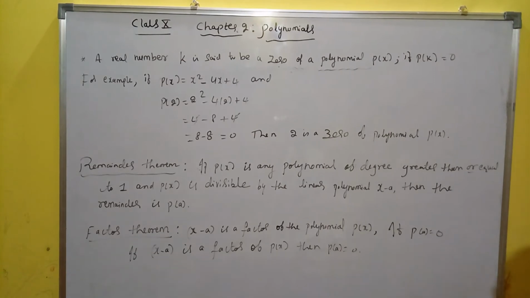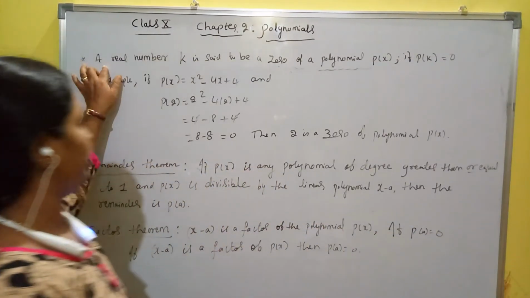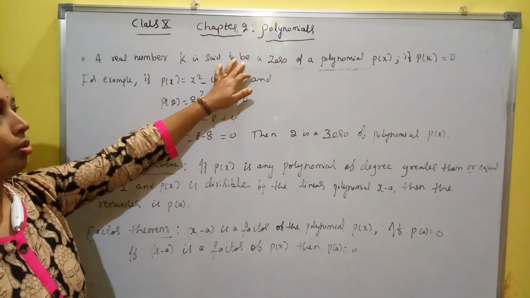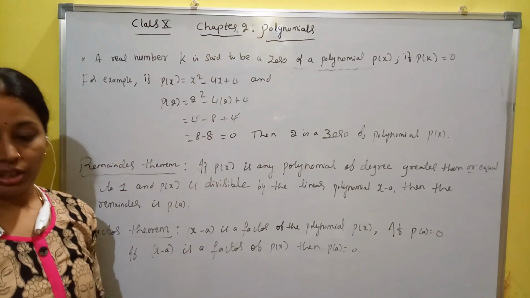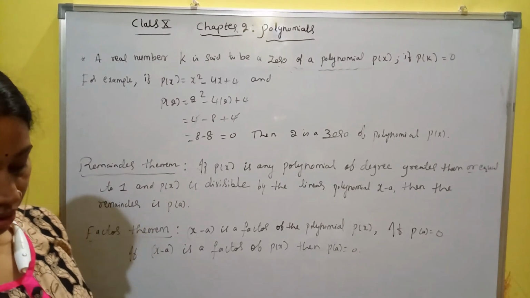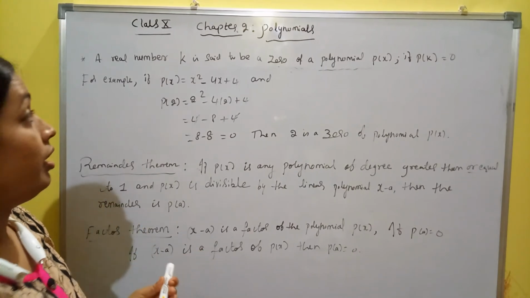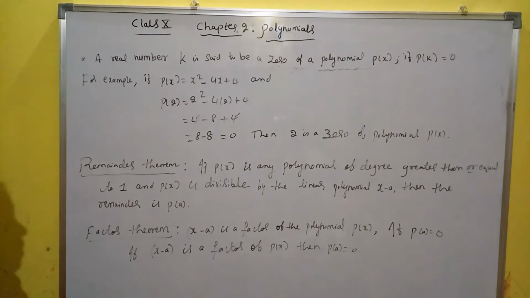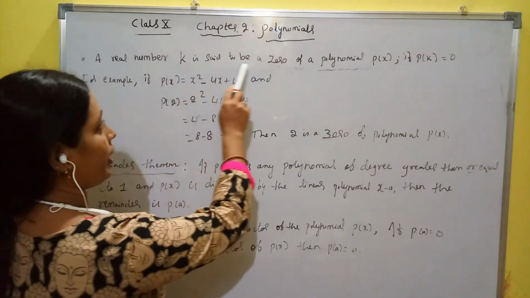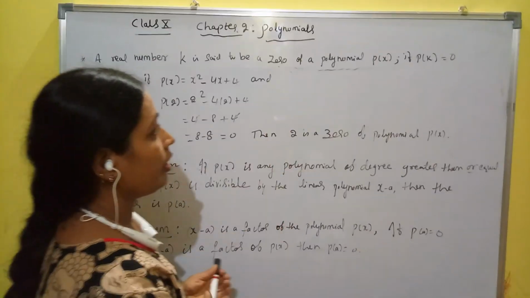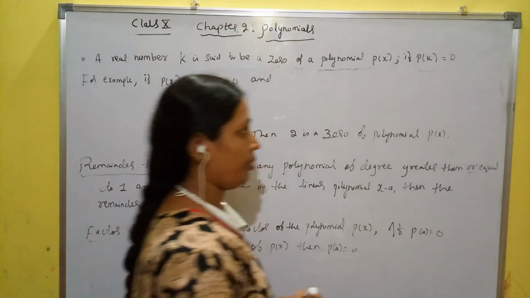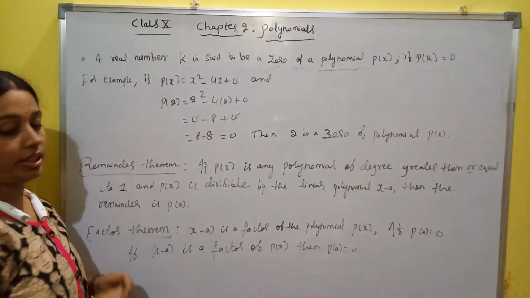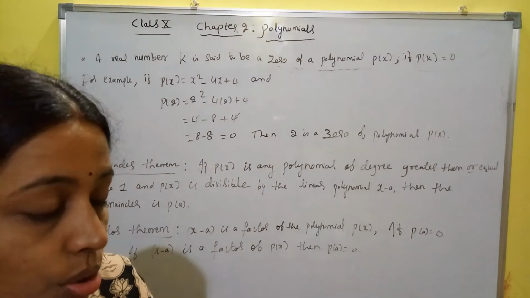Okay, the next concept will be zeros of a polynomial. A real number k is said to be a zero of a polynomial if p(k) is equal to 0. You have to try to understand this correctly. What is a zero of a polynomial? You learnt this in your 9th standard. A real number k is said to be a zero of a polynomial if p(k) must be equal to 0. If p(k) is equal to 0, then we can say that k is a zero of the polynomial.